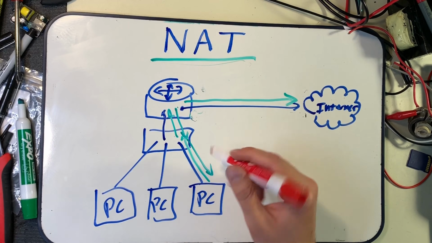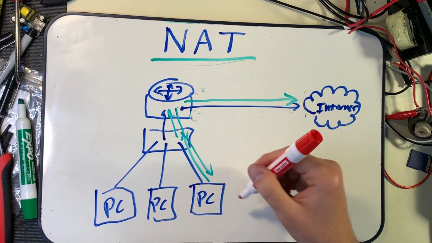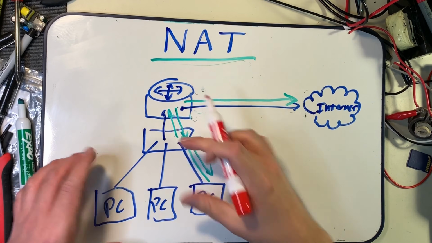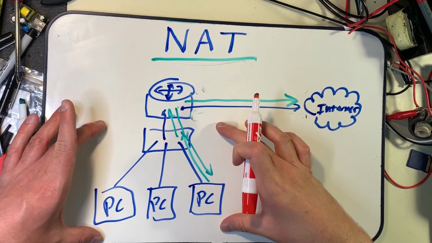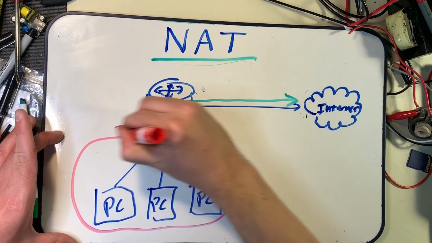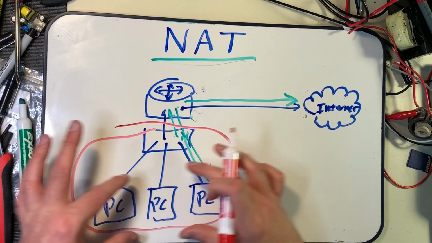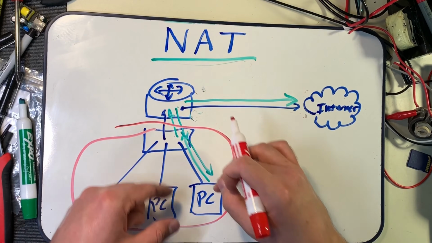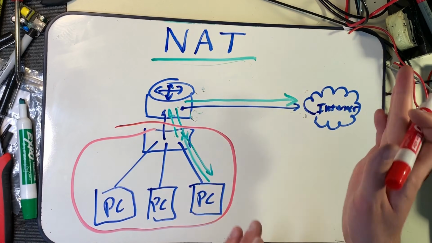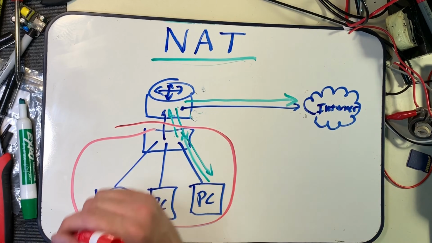So you can see from here, and in the previous example as well, the traffic is always originating from inside of the LAN. This would be the LAN here. The traffic that's destined for the internet is always originated by these machines. And that's how the router is able to keep track of what's trying to go where and able to interpret the response from the internet.